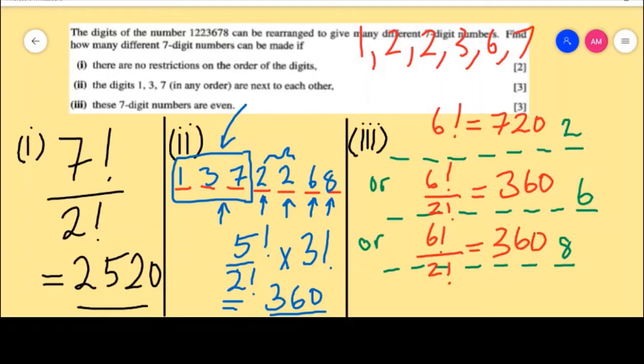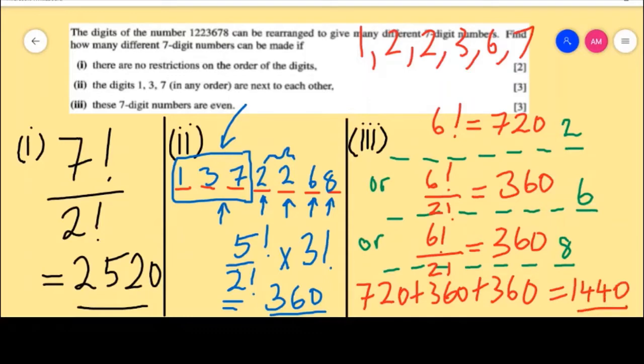Since these 3 are different options of the same thing, I'm going to add them up. So 720 plus 360 plus 360, and my final solution there is 1440. So this is how I do that question.